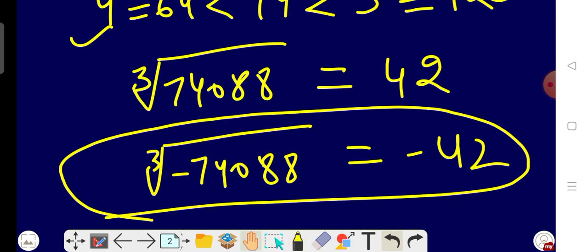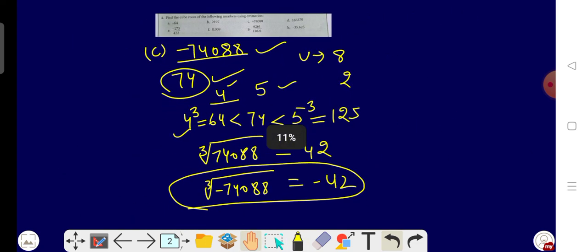I hope you will get it. This is the required solution of C part of the 4th question. The remaining parts of this question are the same as this one. Try to do them by yourself.